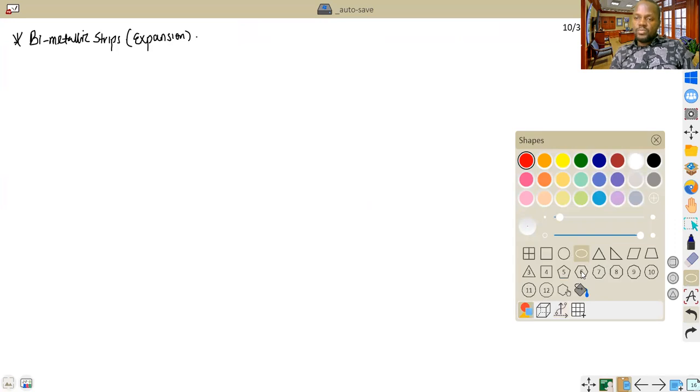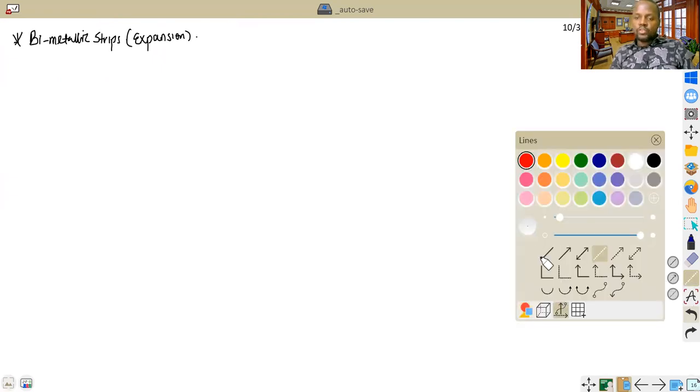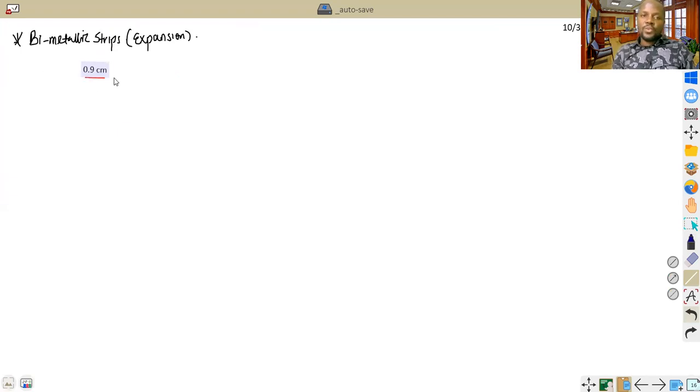I think I need to draw. So let's say we have this. That cannot work. I just want to draw a line. I'm looking for shortcuts, but it's not going to work. Sometimes shortcuts might not work. So this is it. We have two particular metals that are riveted.